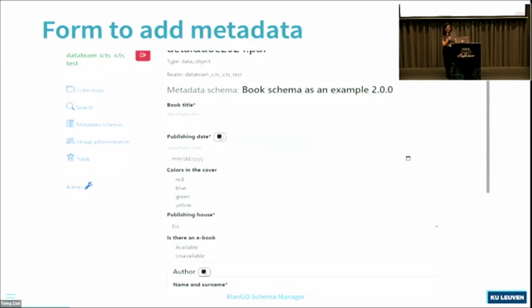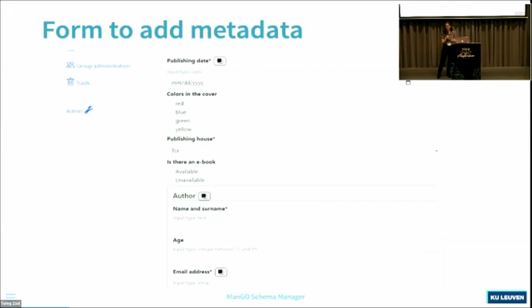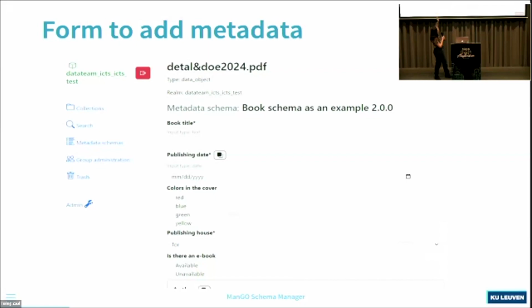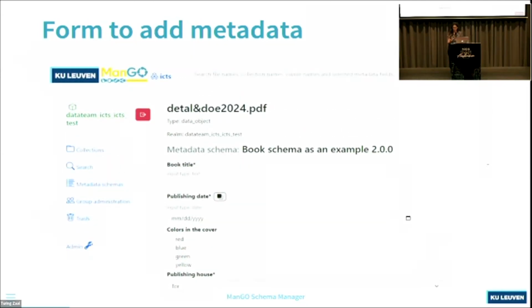So the idea is that the Mango portal offers forms where you can fill in your metadata. For example, say you're annotating a book and you can add a field for a book title, and it's required, so you cannot add this kind of metadata until you add that one. You can add a publishing date, which has to be a date, and that can be duplicated. You could have multiple publishing dates. You could have the colors in the cover, and you have checkboxes, so you select a certain range of colors. So these things are very easy to create in a form.